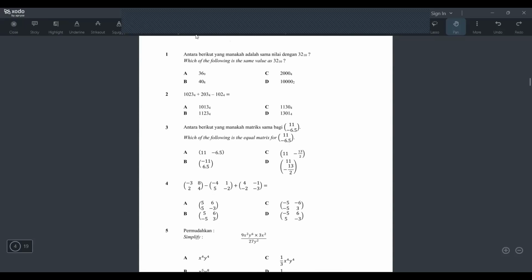Scroll. Okay, number 1. We read the question. Which of the following is the same value as 32 base 10? And A, they give it base 9, B, base 8, C, base 4, D, base 2.